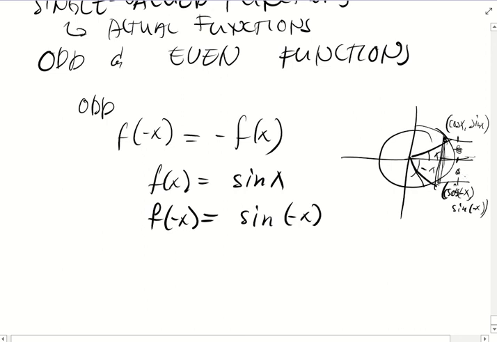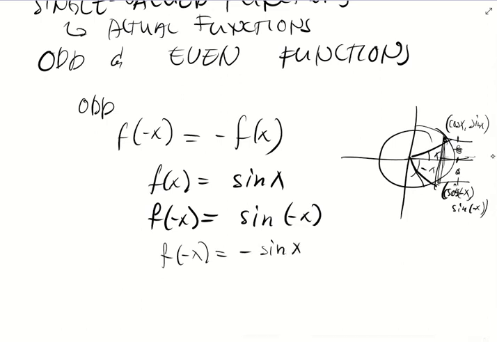So what does this mean? This means it's equal but in the opposite way, because one is going downward and the other one is going upward, and they both have the same magnitude. So f of negative x here is just equal to negative of the positive. Here, this is sine of x. Here, this is negative sine of x. So the sine of a negative x is just equal to negative sine x. Therefore, this is an odd function.